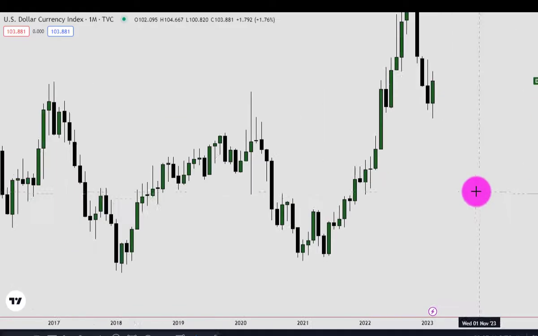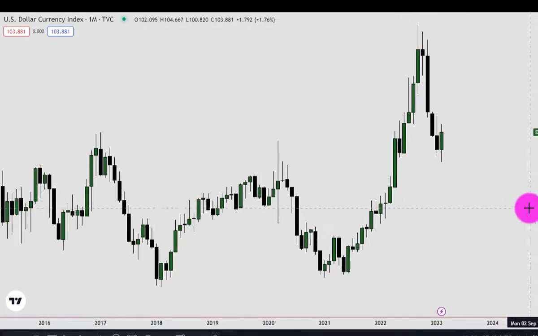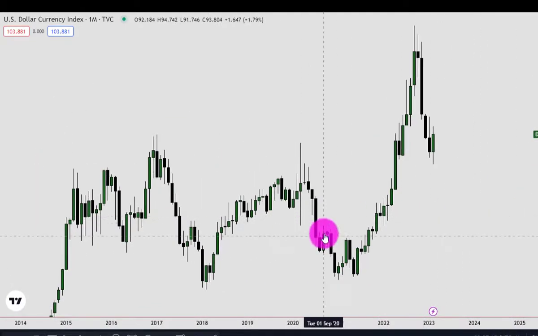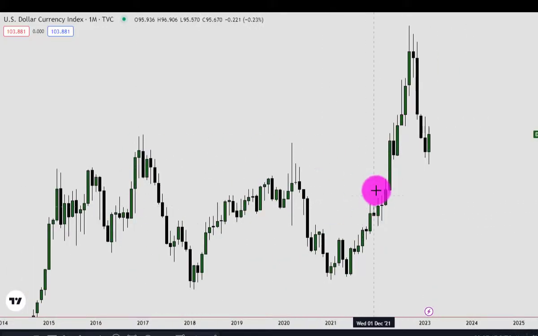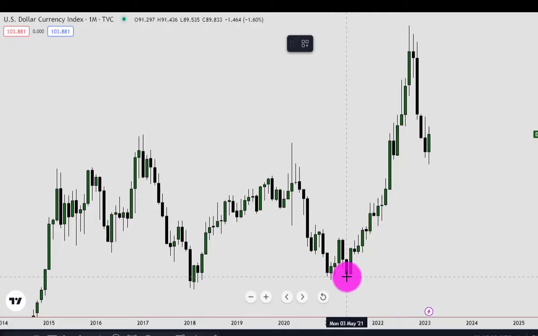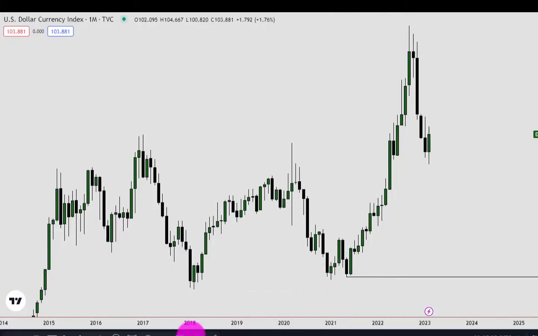So this is the monthly time frame of the dollar index, and previously what we had was we saw the dollar retracing into a discount of this previous monthly range. So what we have here is we have two swing points. One, we have a swing low and we have a swing high above here. Then we see price retraced into about 50% of this entire range.